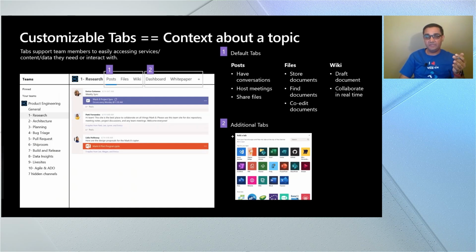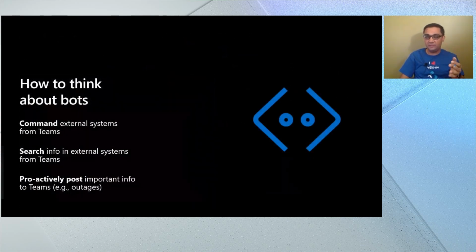So by default, every channel has two tabs. You have the posts tab and the files tab, but you can create a bunch more custom tabs using the apps that are available in our catalog. And I will talk about the apps that you should be using in this case in the future slides as we go. So quick thing I wanted to point out here is if there is a tab that you want to use, but that app is not in our store, you can just use the website tab, and that works great as well.